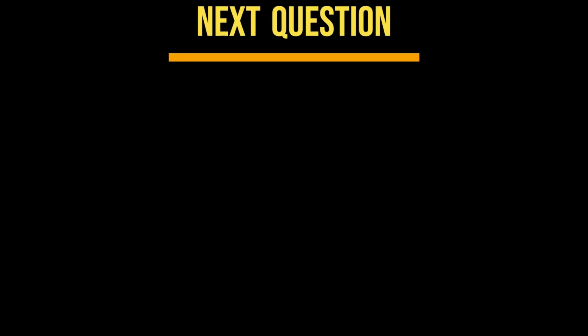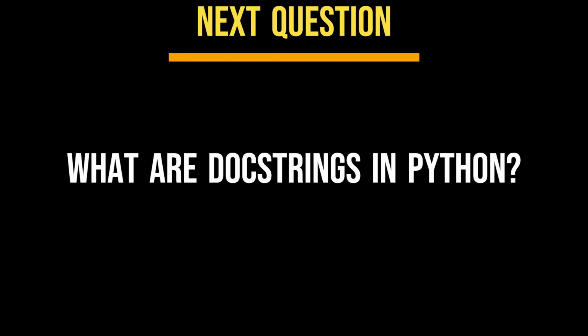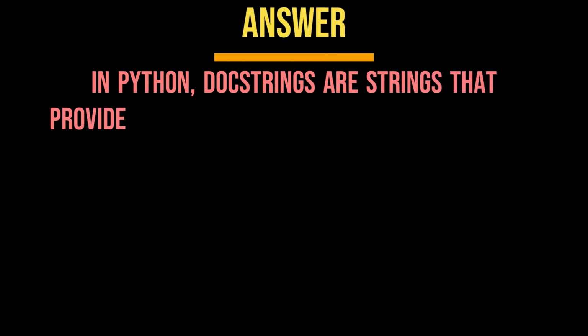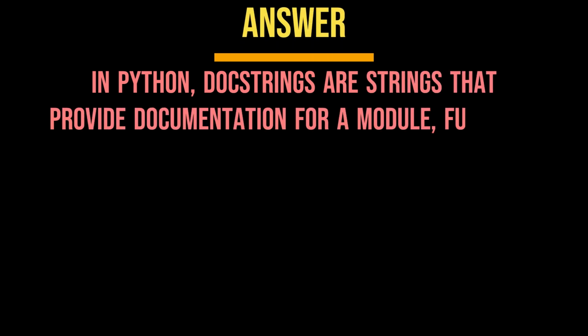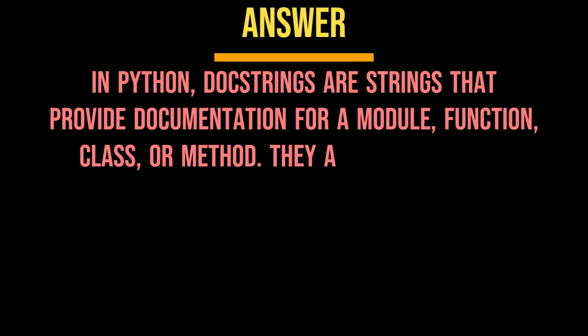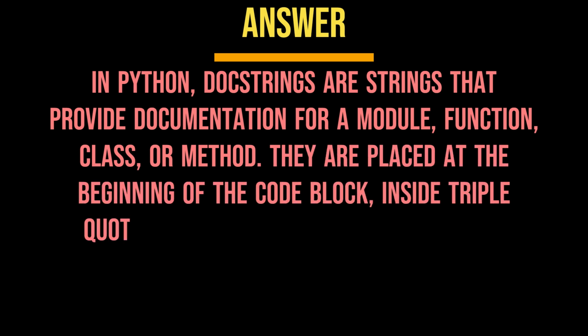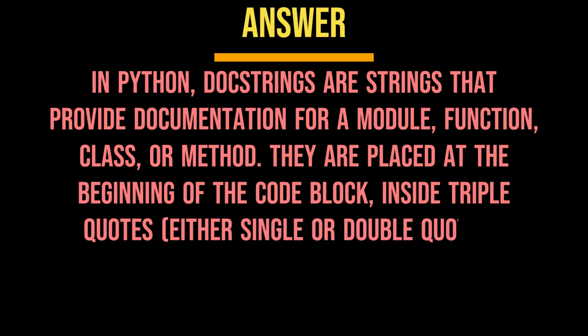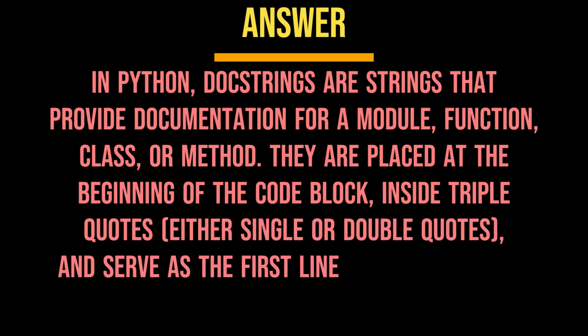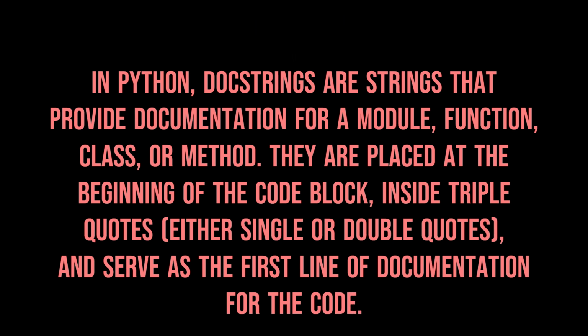Next question is, what are docstrings in Python? Answer is, in Python, docstrings are strings that provide documentation for a module, function, class, or method. They are placed at the beginning of the code block, inside triple quotes, either single or double quotes, and serve as the first line of documentation for the code.